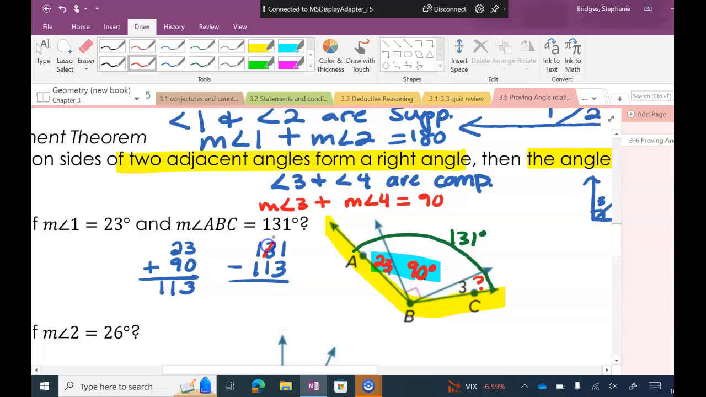Let me do some math here. It's a 2. It's an 11. So what is that? 18? So the measure of angle 3 is 18 degrees? Yes? Do you understand what I did?